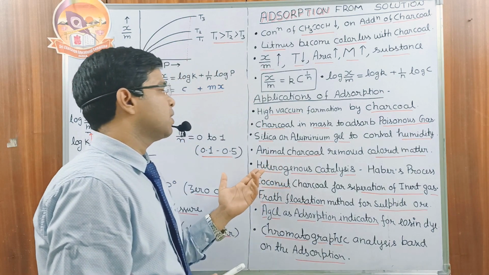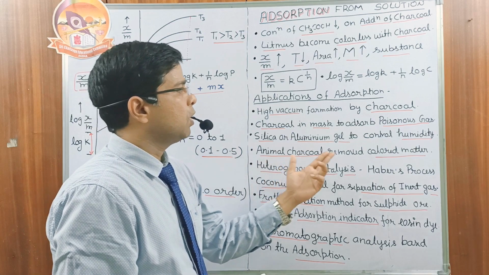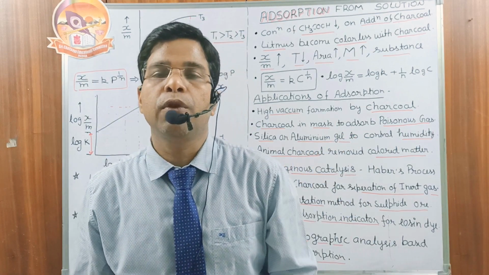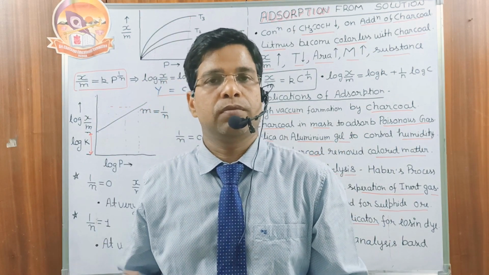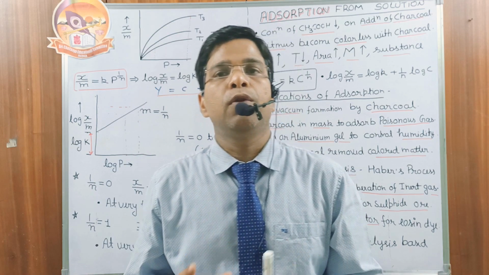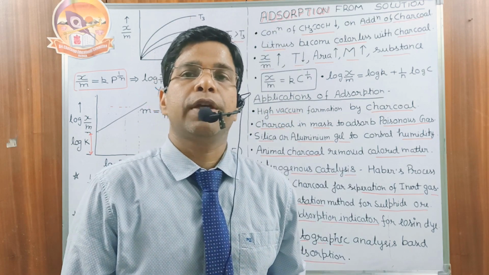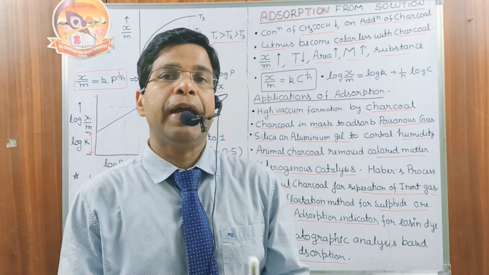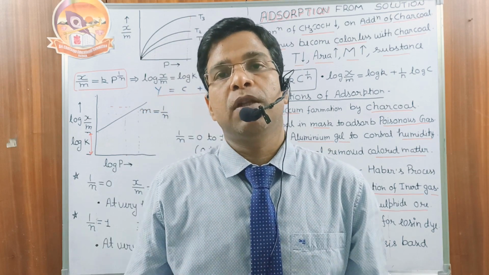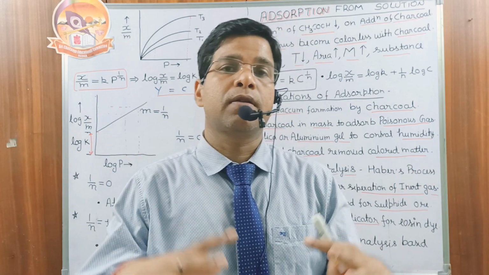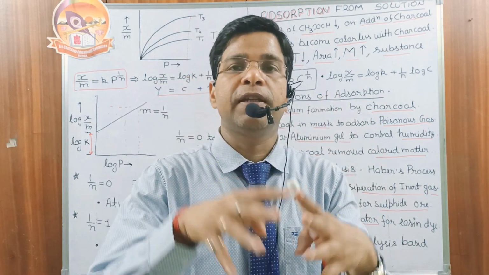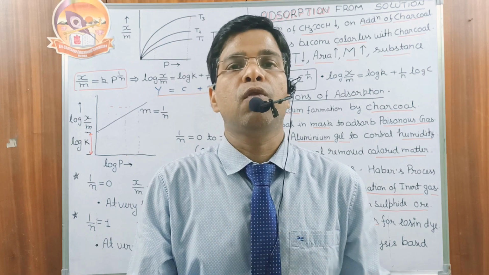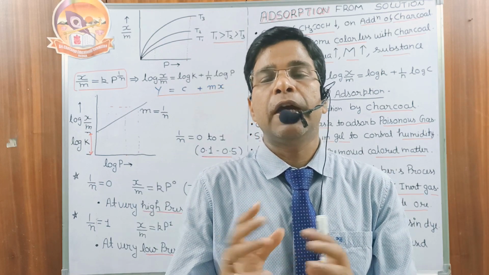Next one is animal charcoal removing the colored matter. I told you last time that cane sugar juice is actually yellowish, brownish in color. So what do we do? We add animal charcoal. Animal charcoal adsorbs all the colored substances on its surface, and finally they settle down, and that's how we can make the sugar solution clear.